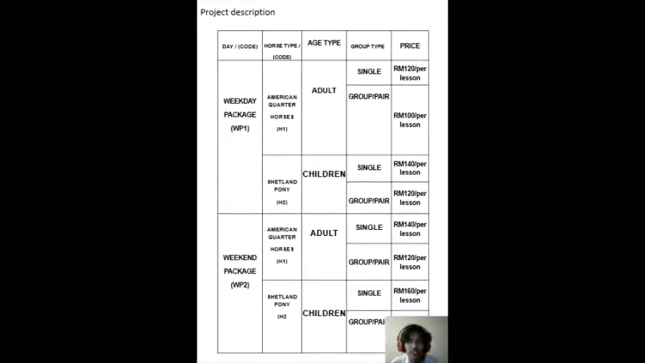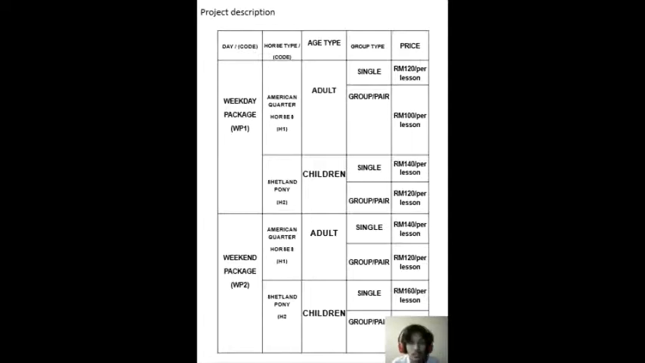Alright, so moving on to our project description for the horse riding lesson package. The package will be given weekday or weekend. For the horse type, there will be two, which is American Quarter horses and Shetland pony. Then the age type is adult or children. Then the group type will be single or pair. The price will vary for each package.